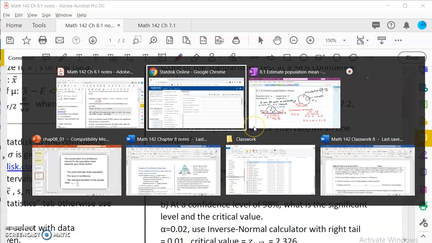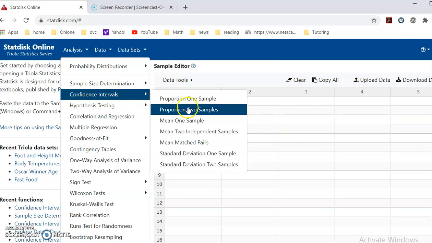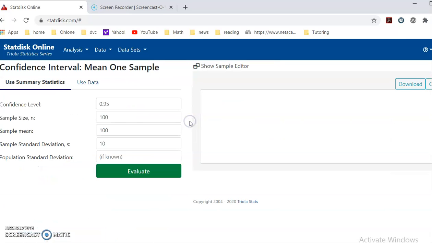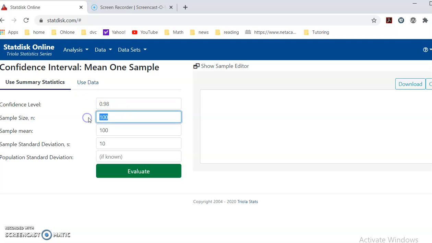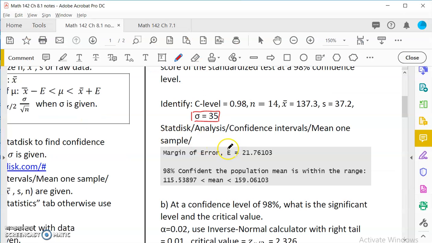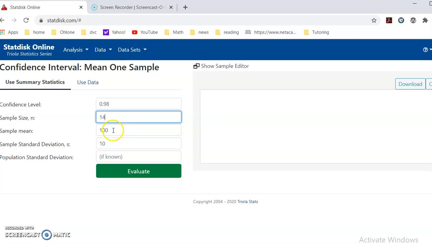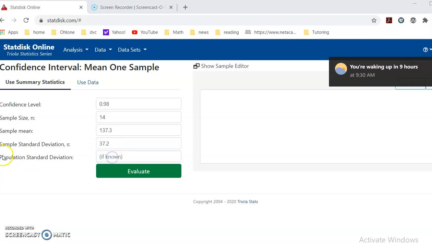So let's see what happened. So statistics, I'm going to click on mean, one sample, and then I'll change this to 0.98. Sample size is 14, right? Is it 14? I have 14 scores, yeah. And then my sample mean is 137.3. The sample standard deviation was 37.2. And my population standard deviation is 35. It's given, right?